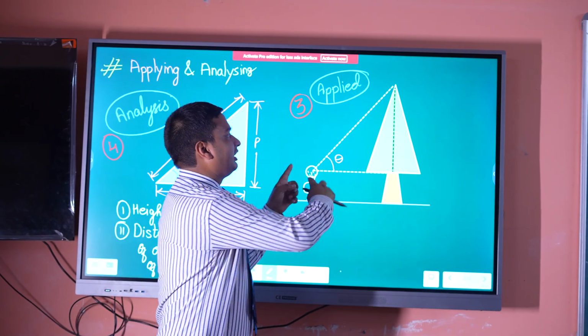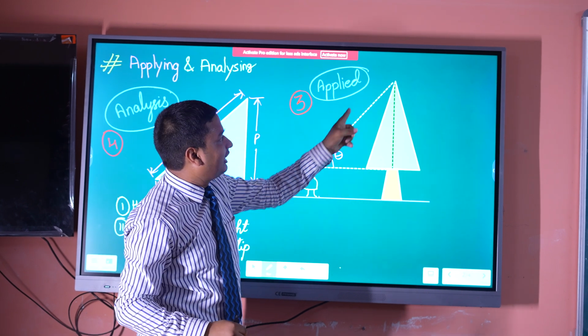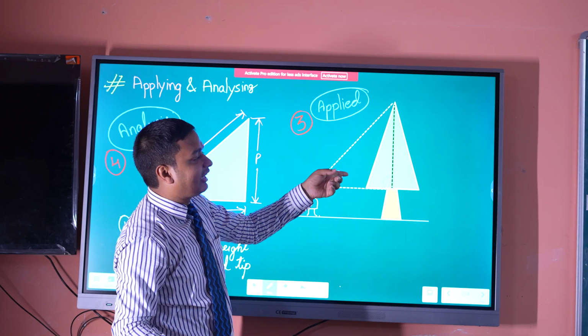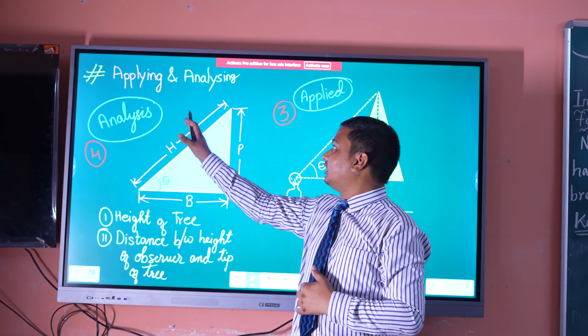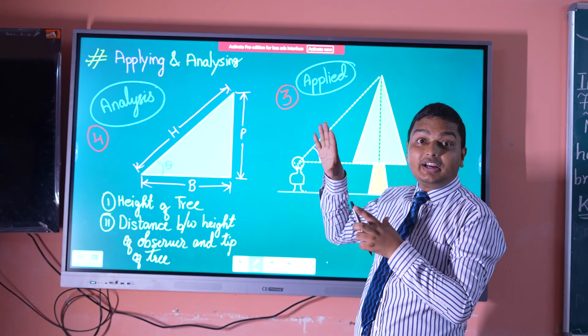Correct. Now, if you see this simple figure carefully, one thing you are able to observe: you will find one right angle triangle. If you see here, a right angle triangle. Clear? Here it is 90 degrees, a right angle triangle. Same concept. What I have done, I have made it into a simple figure. We have understood where to apply.